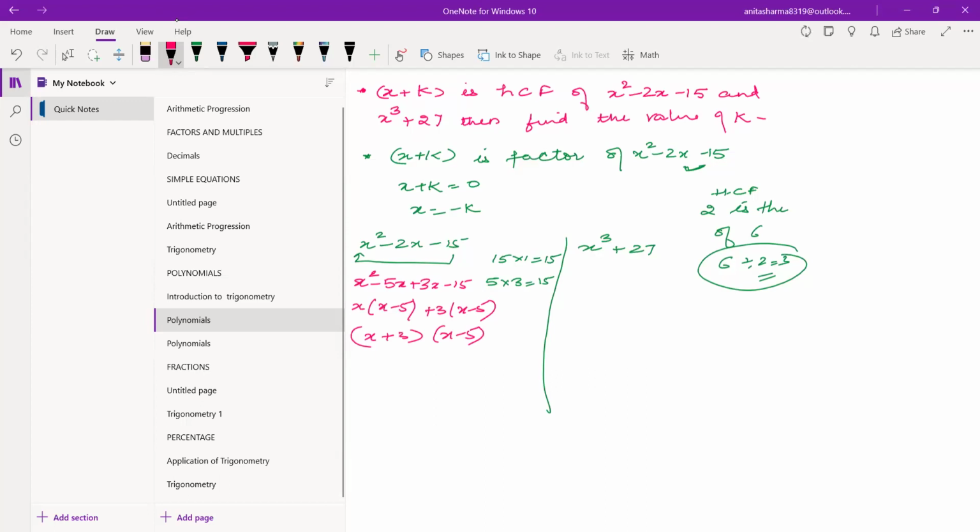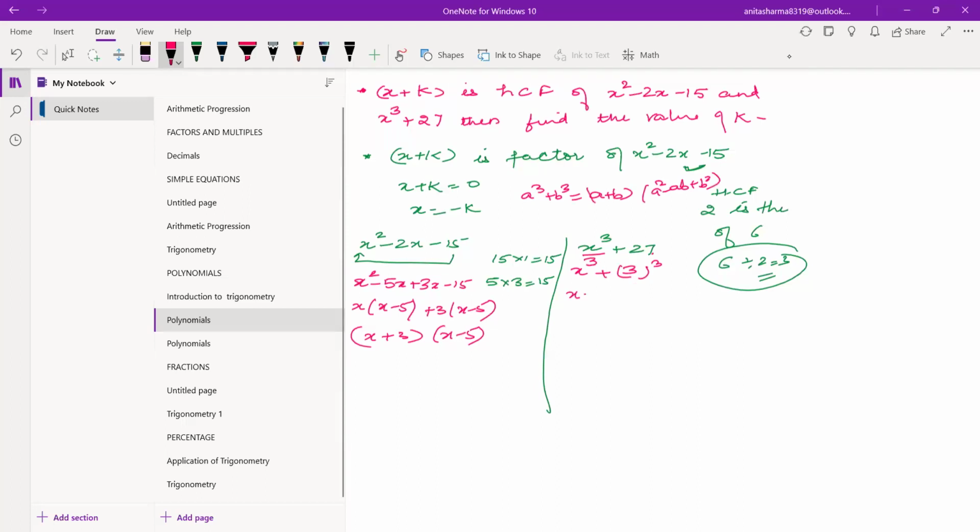Okay. After that, now we will make the factors of this x cube plus 27. So you can write x cube plus 3 whole cube, right, beta? Yes, ma'am. So now you will apply the identity a cube plus b cube, which is equal to a plus b into a square minus ab plus b square.